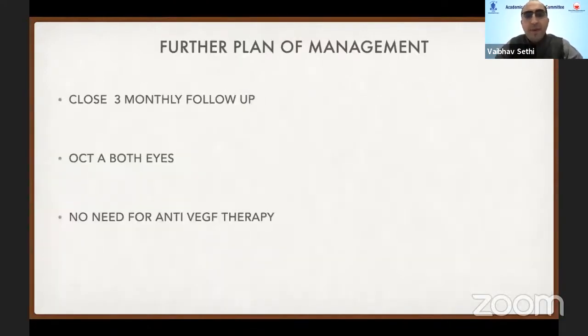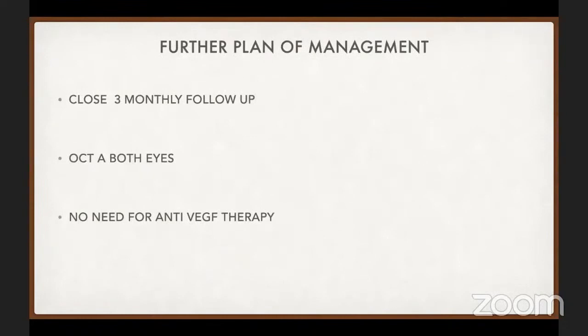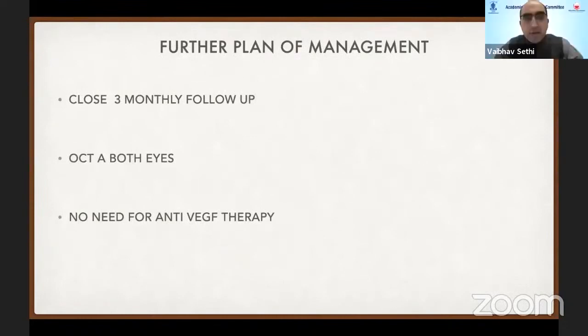So the further plan is close monthly follow-ups, along with a plan of maybe doing an OCT angiography, which might give a better insight into what's happening. As of now, and maybe in the future as well, there would be no need for anti-VEGF therapy. So this would be my take-home message for this patient: anti-VEGF therapy is not necessary in every case of subretinal fluid. It could actually be a non-neovascular AMD. Thank you very much.